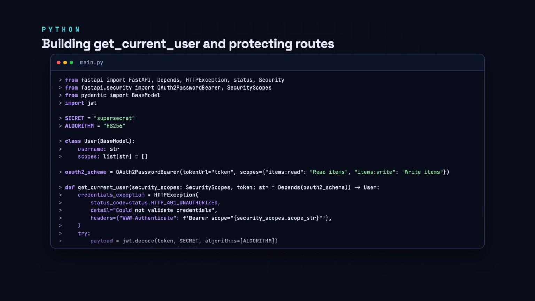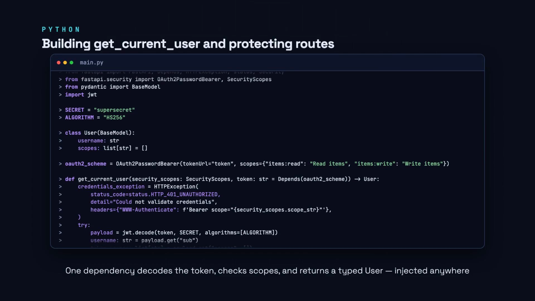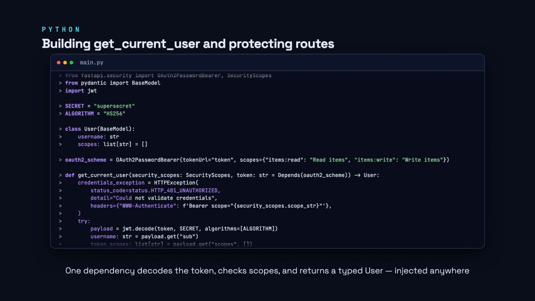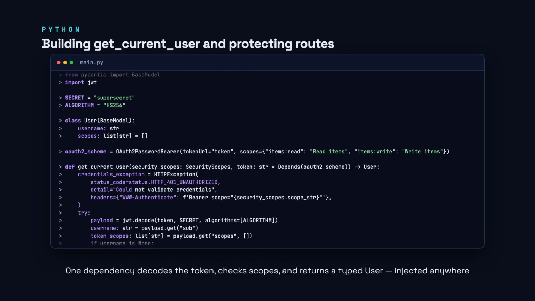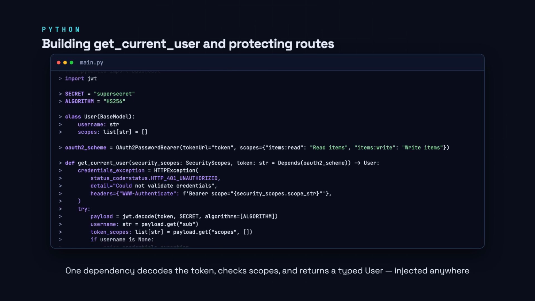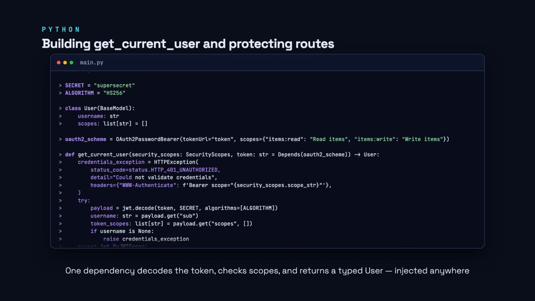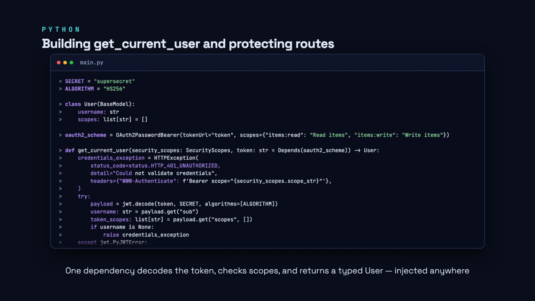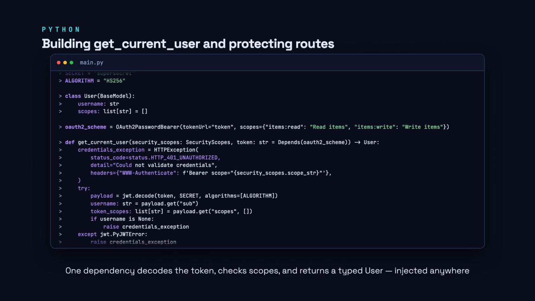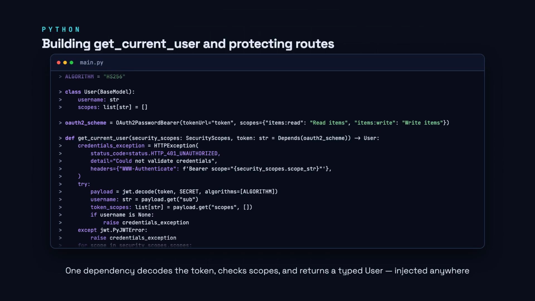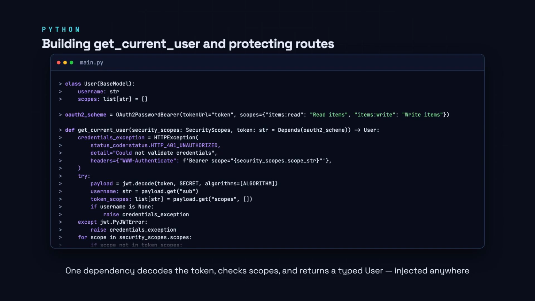Let us walk through this top to bottom. We define a User Pydantic model with a username and a list of scopes. Then oauth2_scheme is created with OAuth2PasswordBearer. It knows the token endpoint is /token, and it advertises the 2 scopes, items:read and items:write. The function get_current_user receives 2 arguments: security_scopes, which FastAPI populates with the scopes the current route requires, and token, which is injected by the oauth2_scheme dependency.